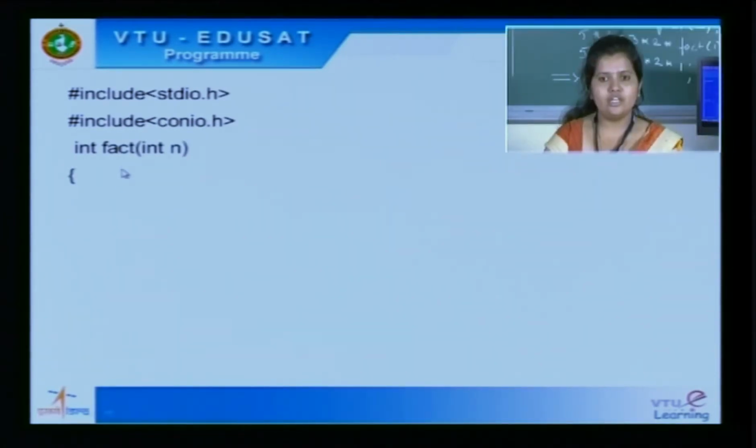Next, we are writing a function to compute the factorial of a given number. Here int is a return type and fact is the function name. To this function we are passing one argument n of type integer. This whole function computes the factorial of a given number.